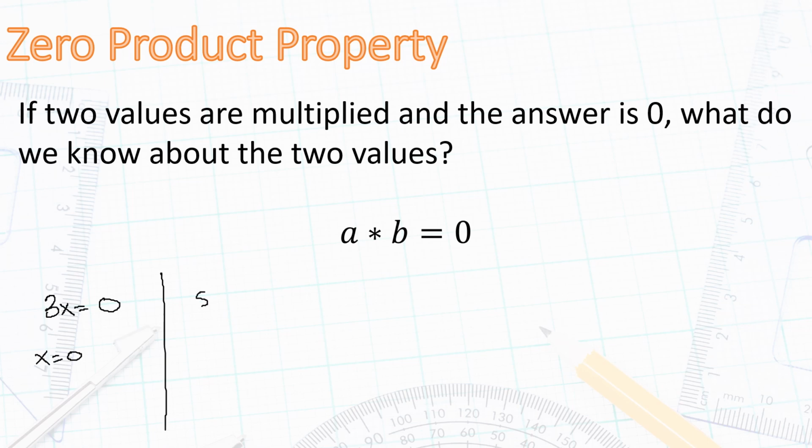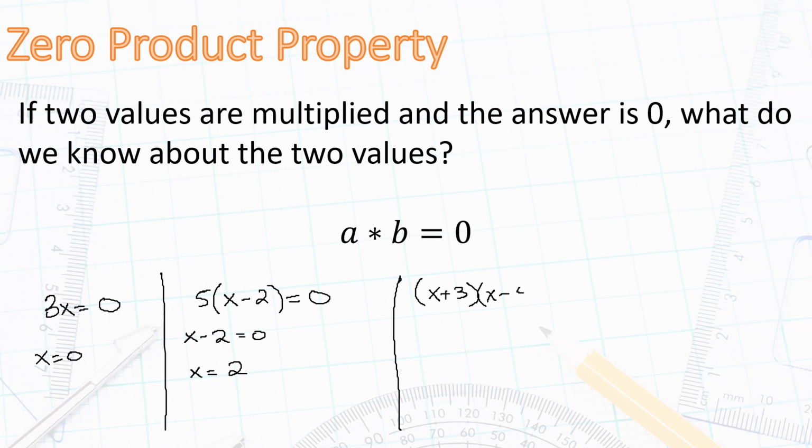If we got 5 times x minus 2 equals 0, well, you're multiplying 5 and a parenthesis. Those are your two terms. 5 can't be 0, so therefore x minus 2 must be 0, and x is going to be equal to positive 2, so you'd add 2 to both sides. You might see something like x plus 3 times x minus 4 equals 0. So now two parentheses multiplied by 0, which means either x plus 3 is equal to 0, in which case x is negative 3, or x minus 4 is equal to 0, in which case x is equal to 4.